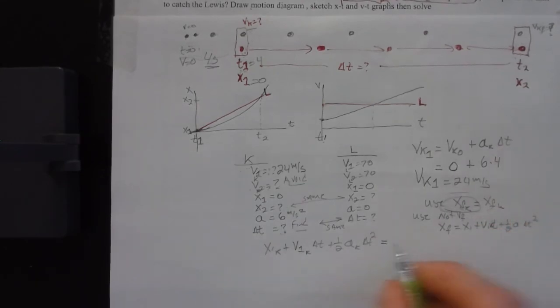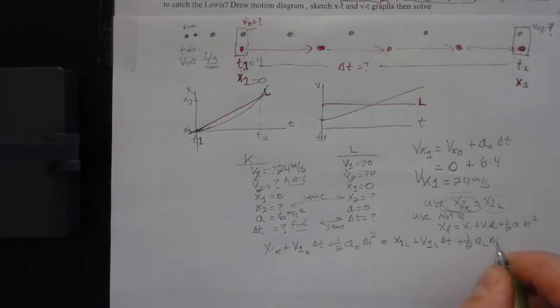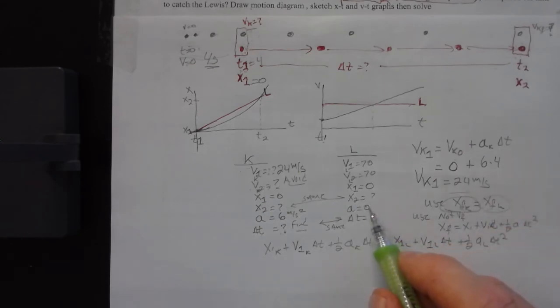I'm going to set that equal to the position of Lewis. For Lewis, I can use this same equation, but I'm using Lewis's numbers. I need x initial, which is x1 of Lewis, plus velocity 1 of Lewis times the time, plus 1/2 the acceleration of Lewis times the change in time squared. Now, you might know that since Lewis does not accelerate, I didn't need to use that whole equation, because this acceleration is 0, it's going to cancel out. But we'll see that when I put in the numbers here.